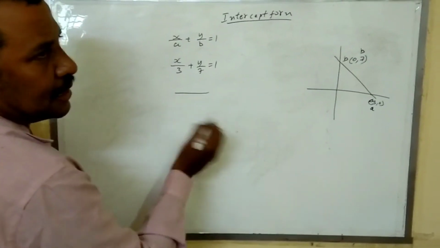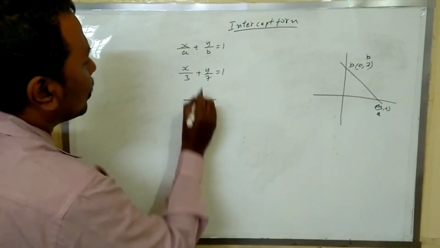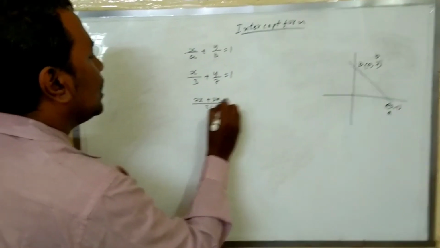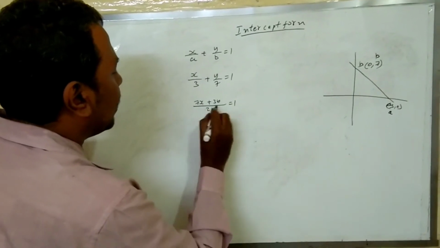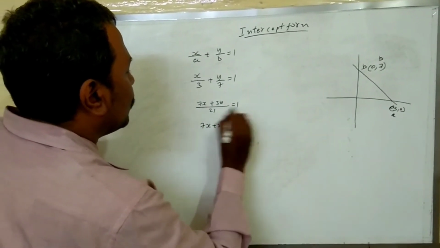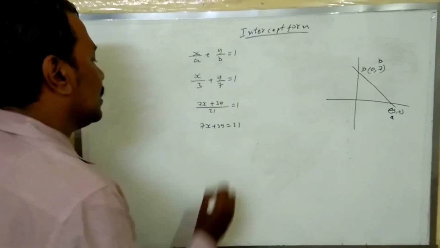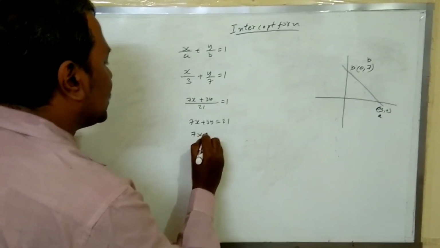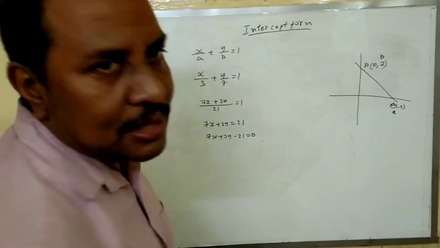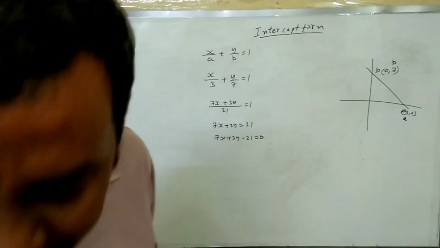Now take the LCM. 7 threes are 21 because they are co-primes. So that becomes 7x plus 3y by 21 is equal to 1. 7x plus 3y is equal to 21. So that becomes 7x plus 3y minus 21 is equal to 0. So this is what you call intercept form.